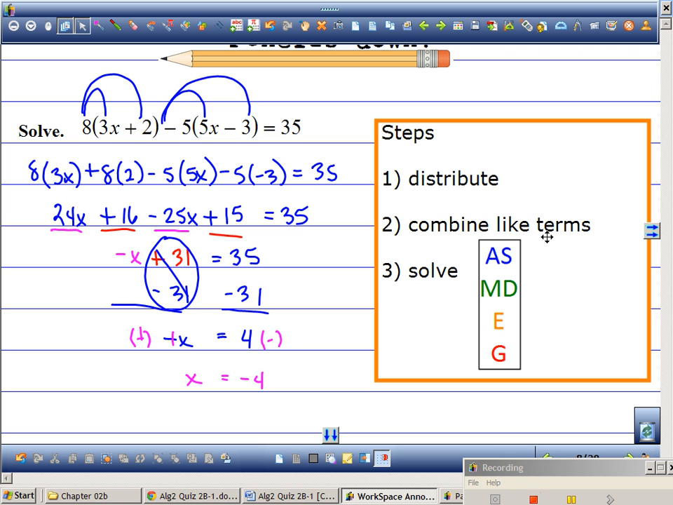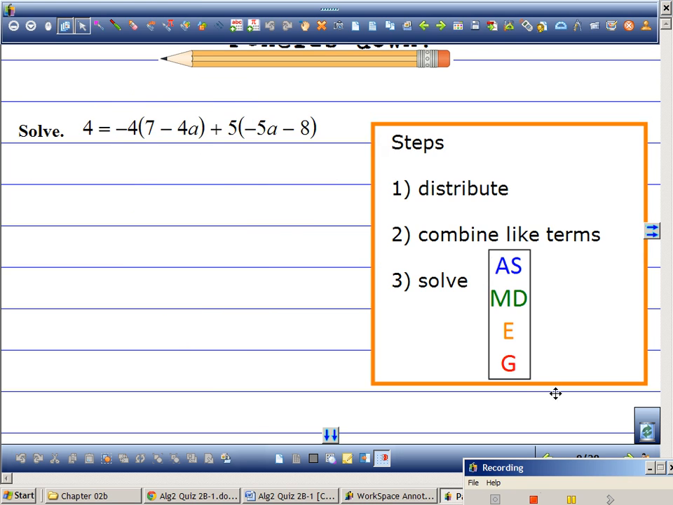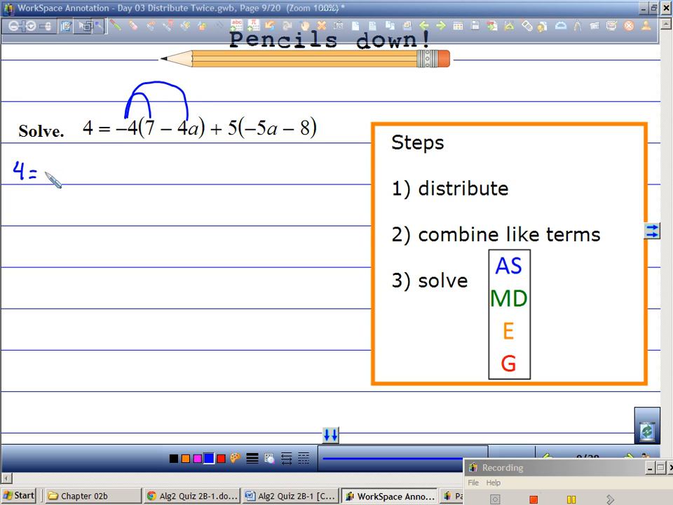I distributed, I combined like terms, then I solved. Let me do another one for you, only we have all of our variables on the right side. So I have 4 equals, I'm going to distribute my negative 4, and I have negative 4 times 7, negative 4 times negative 4a, positive 5 times negative 5a.